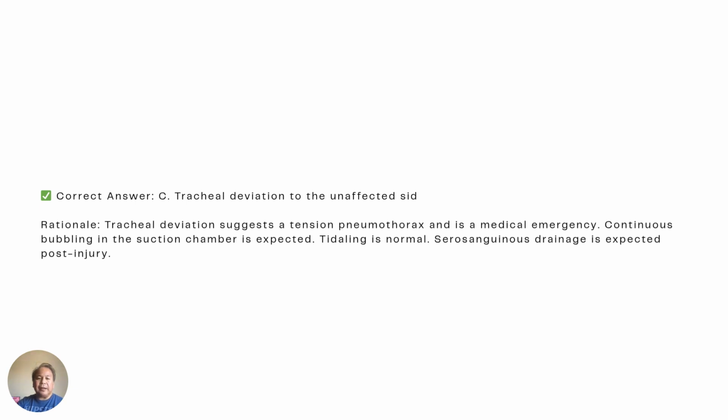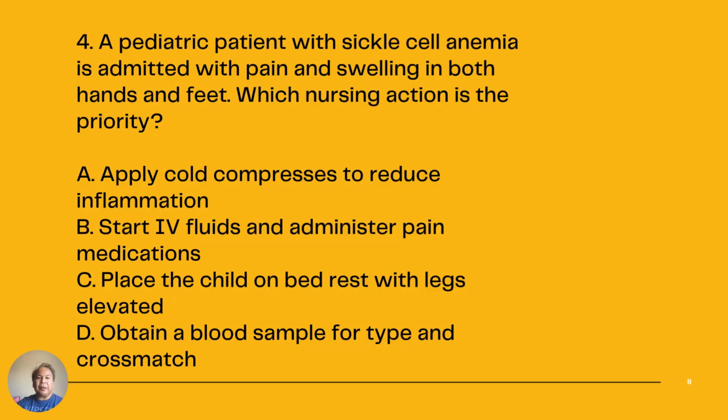So let's go to the next question. A pediatric patient with sickle cell anemia is admitted with pain and swelling in both hands and feet. Which nursing action is a priority? Is it A, apply cold compress to reduce inflammation? Is it B, start IV fluids and administer pain medications? Is it C, place the child on bed rest with legs elevated, or is it D, obtain a blood sample for type and cross? So I'll give you 10 seconds.